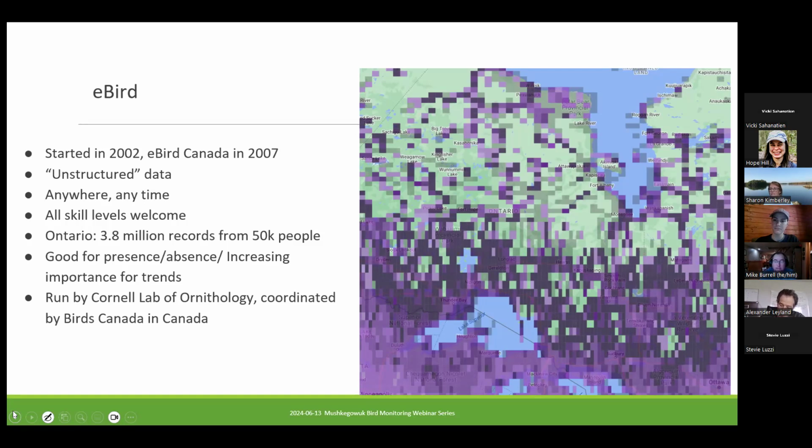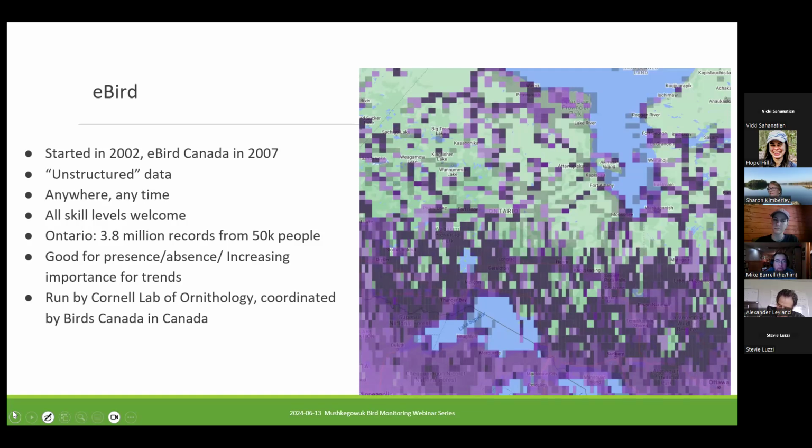It's really a lot like the Atlas in terms of you go and hike a trail, or you stand in one place and you just keep track of the birds you see, and then you can submit that list to eBird. There's a ton of data that rolls into eBird every year. In total in Ontario, there's almost 4 million records, and almost 50,000 people have submitted at least one observation.